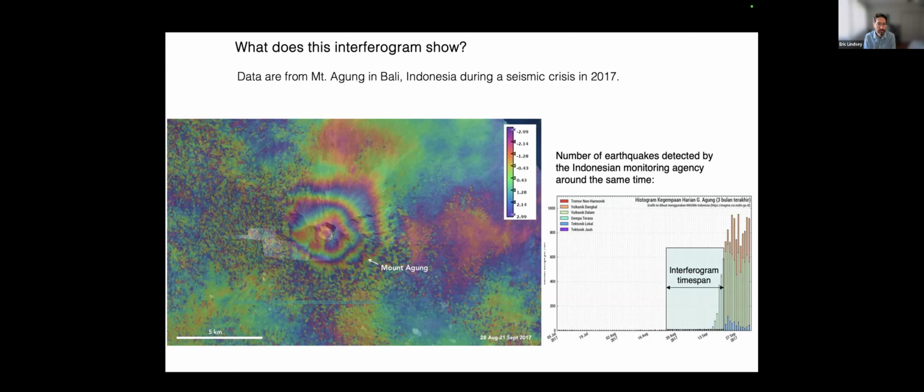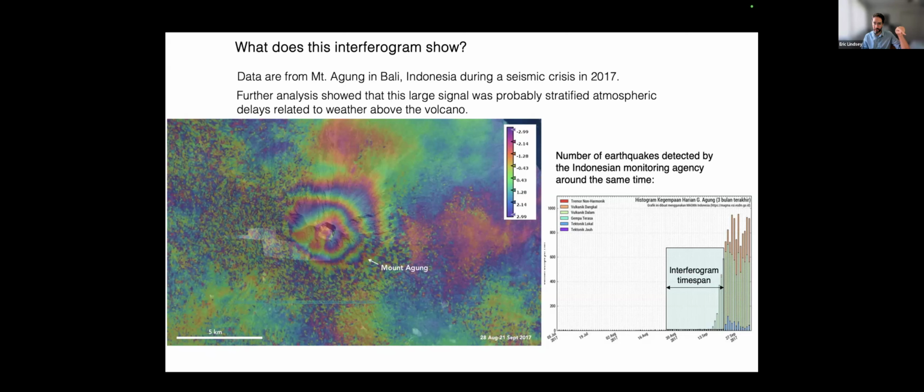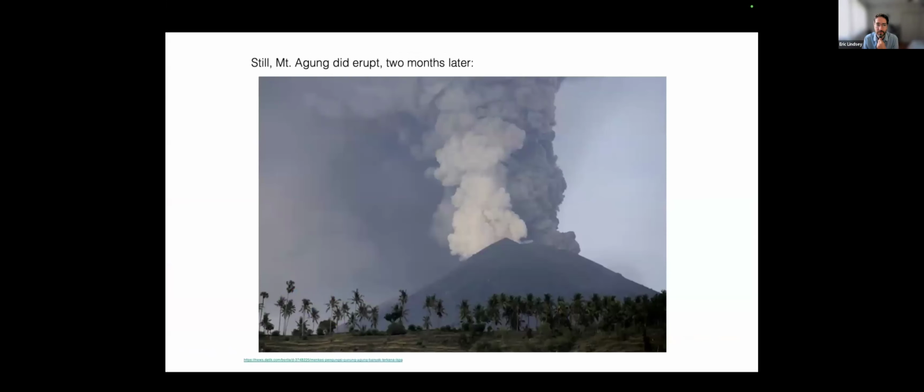So what do you think? Well, it turns out by forming the next interferogram in the time series, we saw that the apparent deformation went back the other way. So it was actually probably atmospheric noise. Even so, the volcano did erupt. So there was certainly a magma intrusion, and the volcano did erupt. But the later analysis showed the magma intrusion was not nearly as big as that initial interferogram indicated.